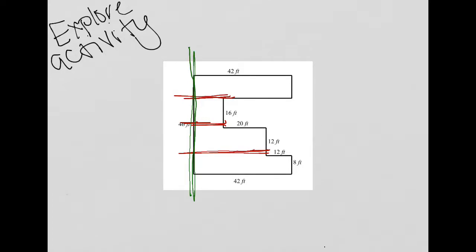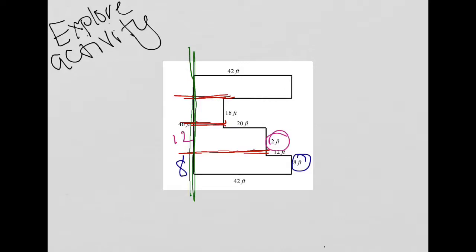So first I'm going to start off with my bottom rectangle, and I notice that the width over here is 8 feet. So I know that a rectangle's opposite sides are equal, so over here is also going to be 8 feet. I'm going to move up to the next rectangle. Let me change my color. So I noticed that this next rectangle is 12 feet wide. So on the opposite side, this will also be 12 feet.